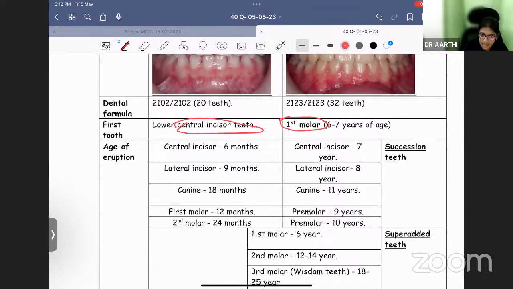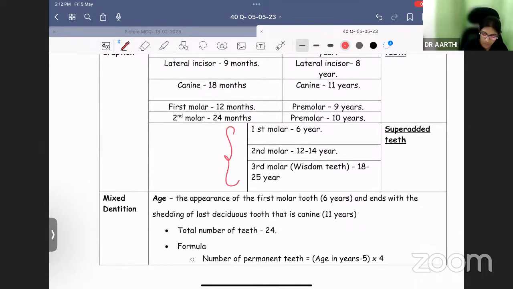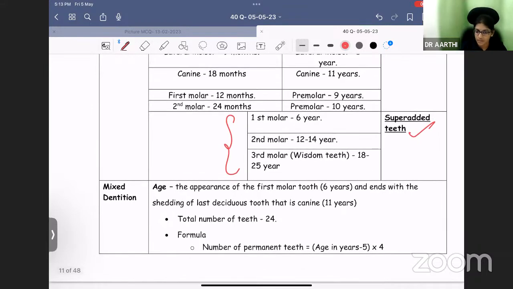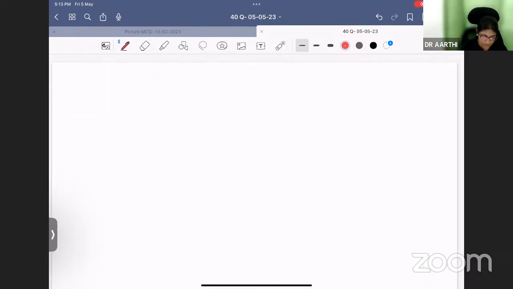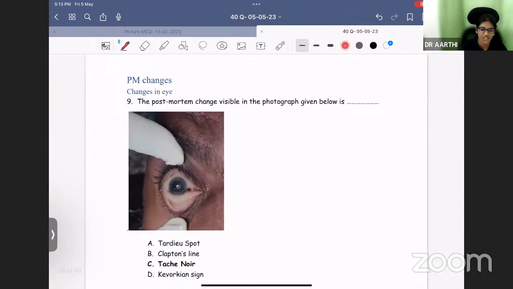Remember that all your temporary teeth will be replaced by the succedaneous teeth, but all 3 permanent molars will be superadded. They find extra space and come; they don't replace any tooth. Though there are molars when we are small, the premolars will replace those molars, not these. Our permanent molars come in a space behind all the temporary ones. Mixed dentition is the age where both are present.